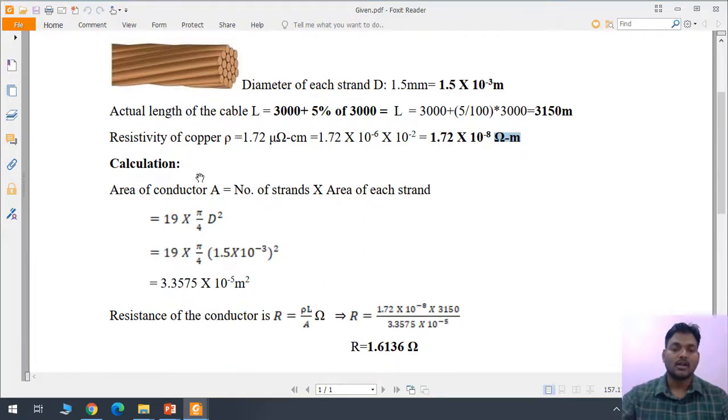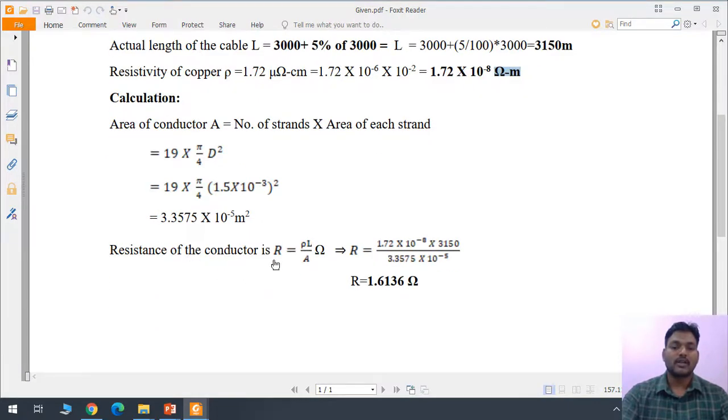Now let us see the calculation. First of all, we find out the area of cross section of the entire conductor. It is equal to the total number of strands into the area of each strand. The area of each strand is given by the formula pi r square or pi by 4 d square. 19 strands are there, so 19 into pi by 4. Substitute the value of d here, 1.5 into 10 power minus 3 whole square. So you get 3.3575 into 10 power minus 5 meter square. This is the effective cross sectional area.